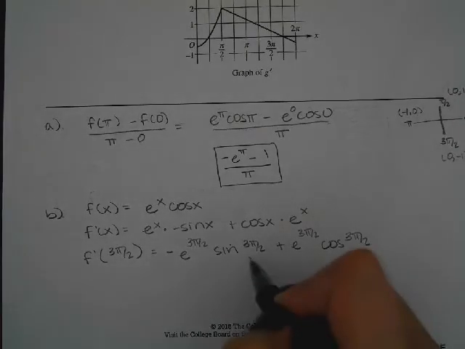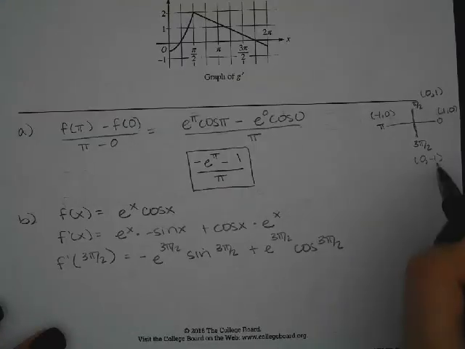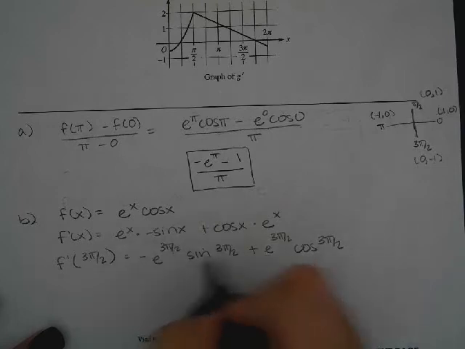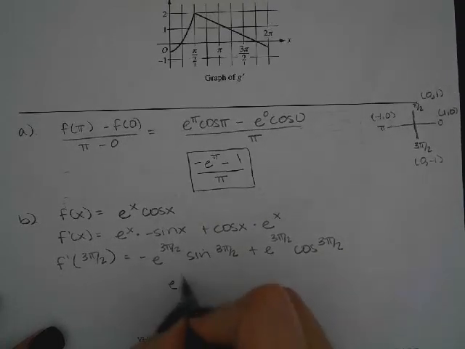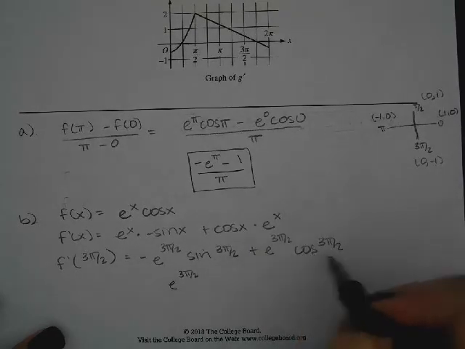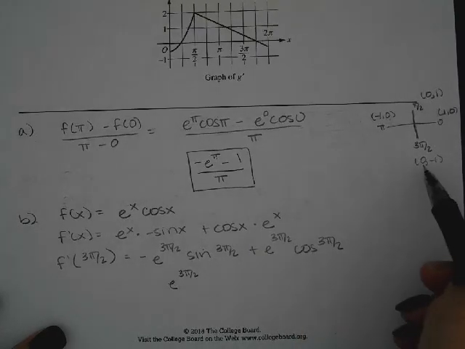So sine of 3 pi halves is -1. So I have negative e to the 3 pi halves times -1, that's just e to the 3 pi halves. And then cos of 3 pi halves is just 0.